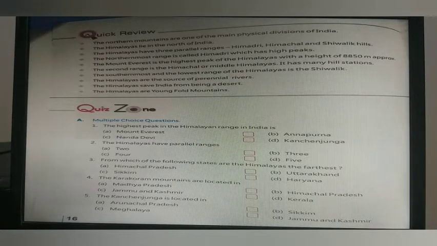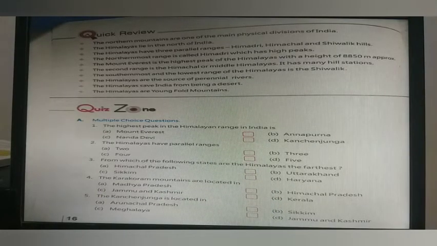Second, the Himalayas have parallel ranges. How many? A, 2, B, 3, C, 4 or D, 5. The right answer is B, 3. Question number 3. From which of the following states are the Himalayas farthest? Himachal Pradesh, Uttarakhand, Sikkim or Haryana? Now, the right answer is D, Haryana.